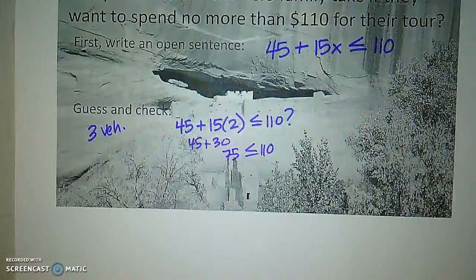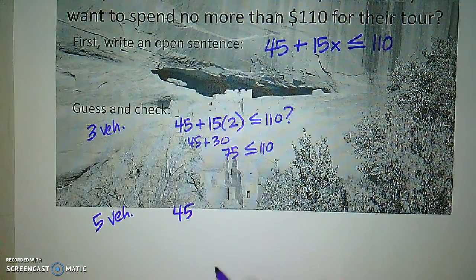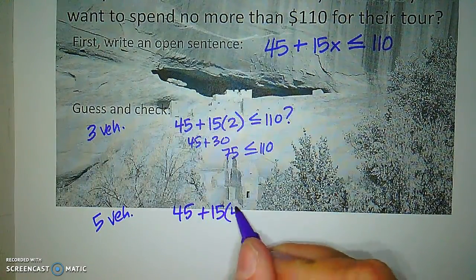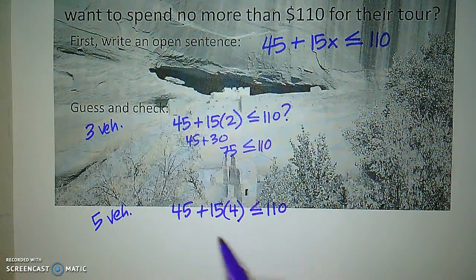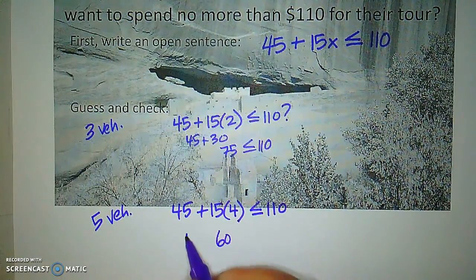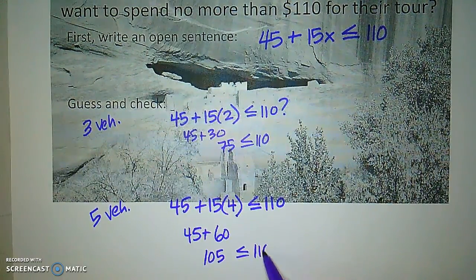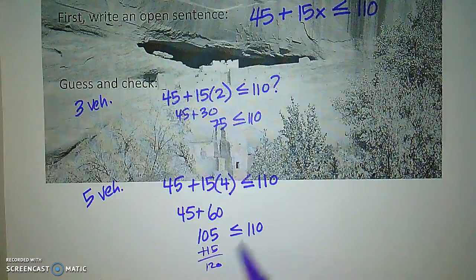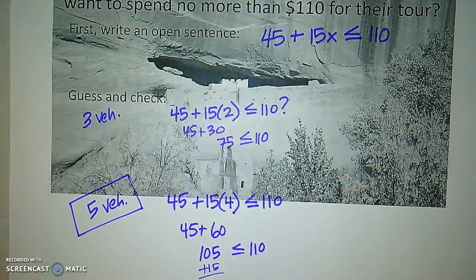Maybe this time let's try 5 vehicles. 45 for the first one. Then we add 15 for each of the extra ones. If there's 5 here, that means there's 4 extra vehicles. Is that going to be less than or equal to $110? 15 times 4 is 60. 45 and 60 is 105. Yes, that is cheaper than $110. If we had 1 more vehicle, that's going to add 15 to it. 120, that would be too much. So 5 vehicles is the most that they can do. Perfect.